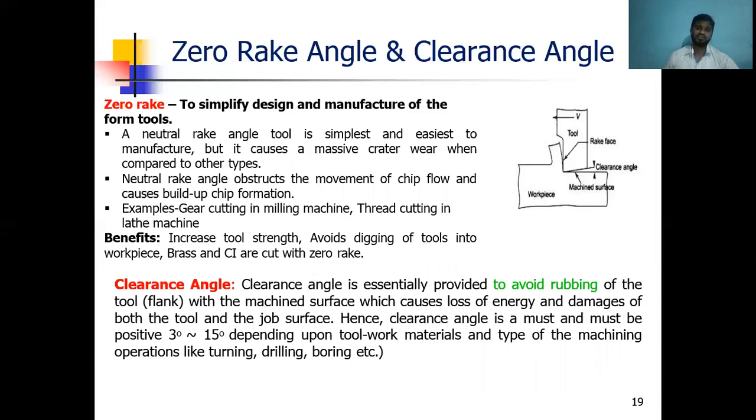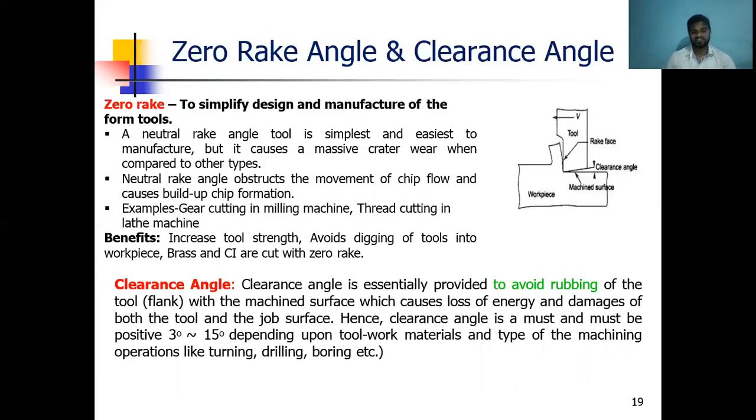Generally, a neutral rake angle tool is the simplest and easiest to manufacture, but it causes massive crater wear when compared to other types. The neutral rake angle obstructs the movement of the chip flow and causes built-up chip formation. Examples: gear cutting in a milling machine, thread cutting in a lathe machine. In these two machining processes, we are observing zero rake.